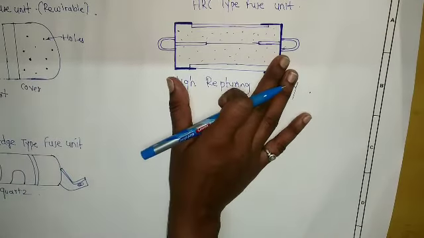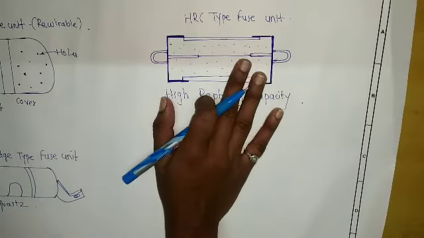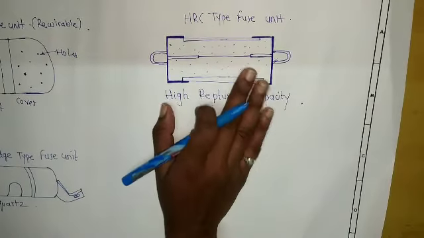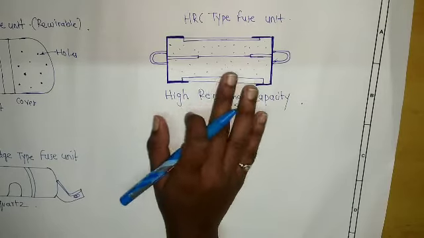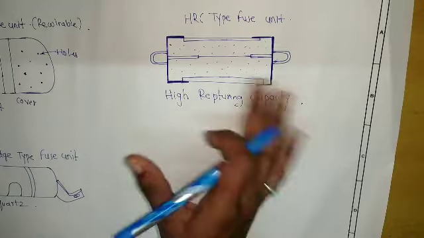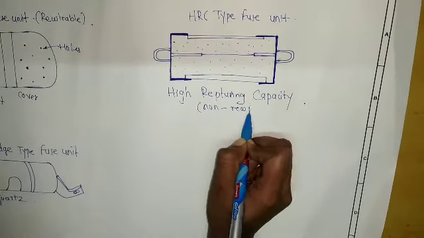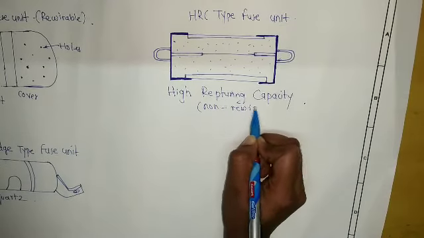So the construction is similar to the cartridge type. This is also non-rewirable. That means we cannot replace the fuse wire once it melts. We cannot replace it. So it is non-rewirable. You can mention there also it is non-rewirable.